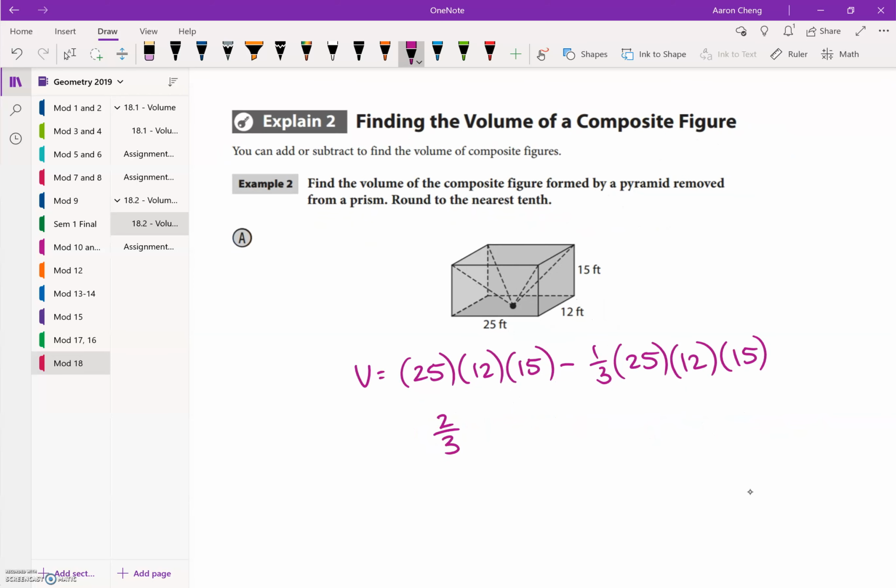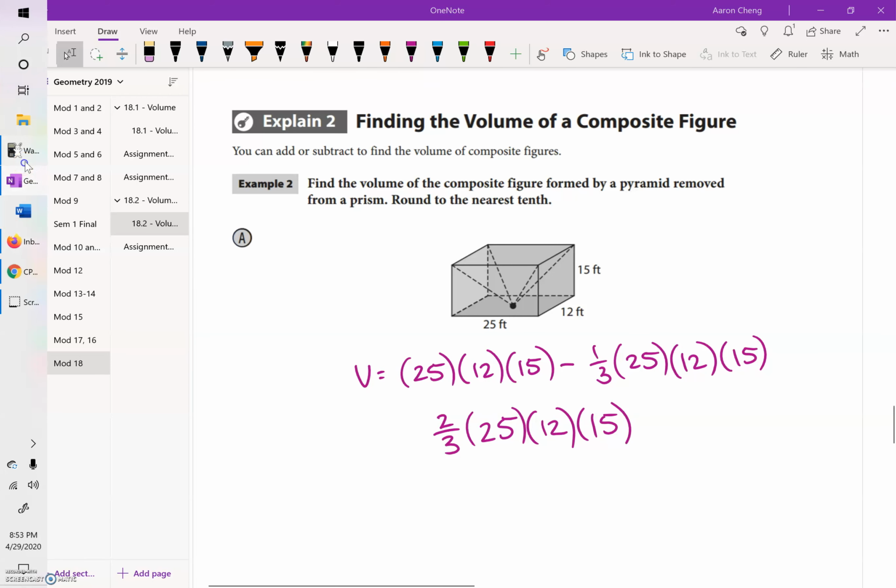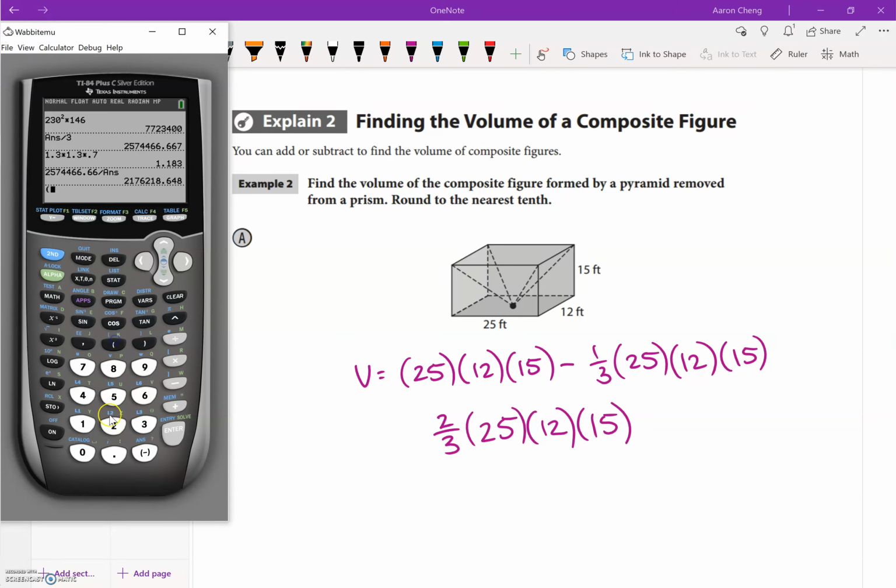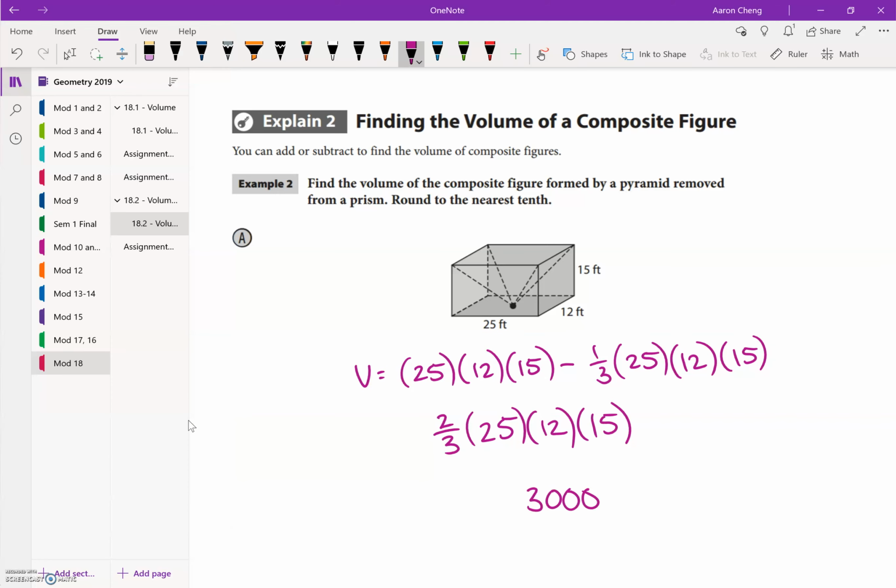So the volume of a rectangular prism with a pyramid removed that is the same height as our rectangular prism is just 2/3 of our dimensions. So that'll save us some time there. So let's do 2/3 times 25 times 12 times 15. And it'll give us 3,000. That's a nice number. 3,000 feet cubed.